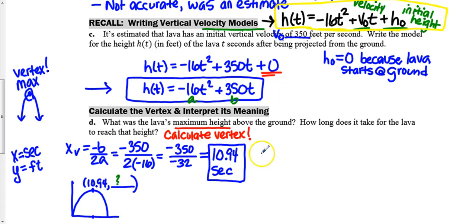So we will be working on h of 10.94, and we'll be using this model right here. Please press pause, use this equation here, and calculate h of 10.94. When you press play, I will join you in checking your answer.